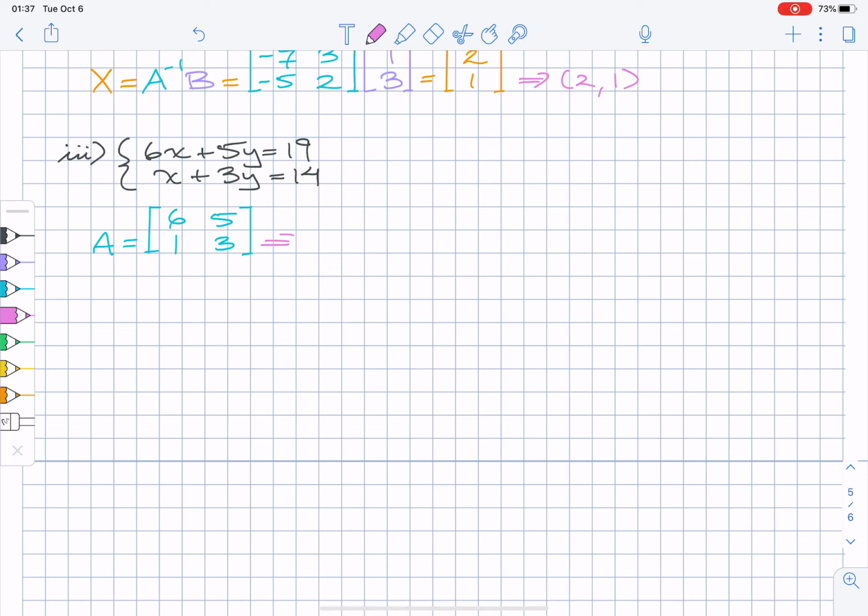So this implies that A inverse will be 1 over the determinant, and the determinant is going to be 18 minus 5 times the matrix that swaps the main diagonal and negates the alternate diagonal. So this is going to be 1/13 on the outside over 3, negative 1, negative 5, 6. And we know that B, the matrix of constant coefficients, is 19 and 14.